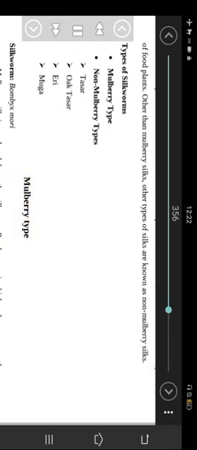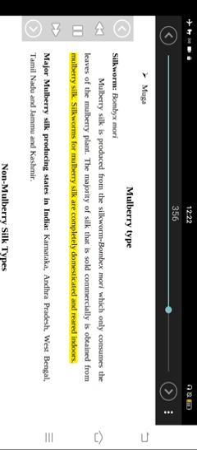Types of silkworms. Mulberry type. Non-mulberry types: Tasar, Oak tasar, Eri, Muga. Mulberry type silkworm, Bombyx mori. Mulberry silk is produced from the silkworm Bombyx mori, which only consumes the leaves of the mulberry plant. The majority of silk that is sold commercially is obtained from mulberry silk. Silkworms for mulberry silk are completely domesticated and reared indoors. Major mulberry silk producing states in India: Karnataka, Andhra Pradesh, West Bengal, Tamil Nadu and Jammu and Kashmir.